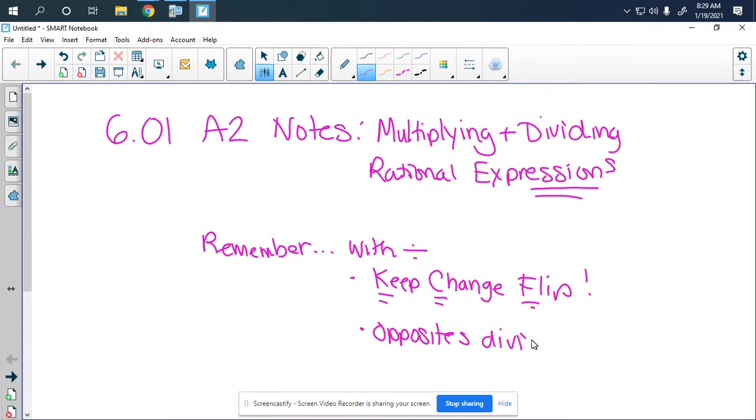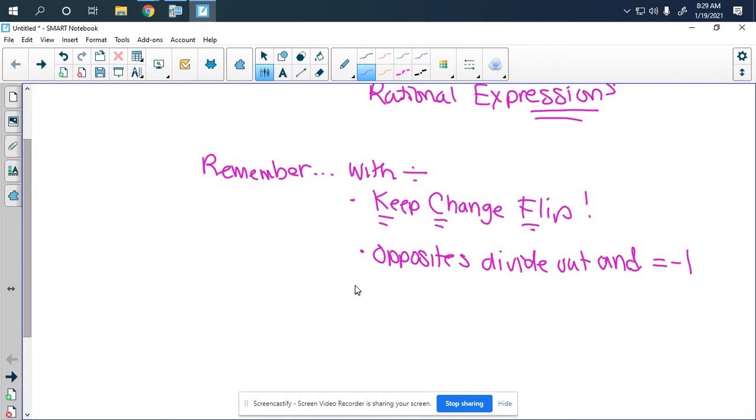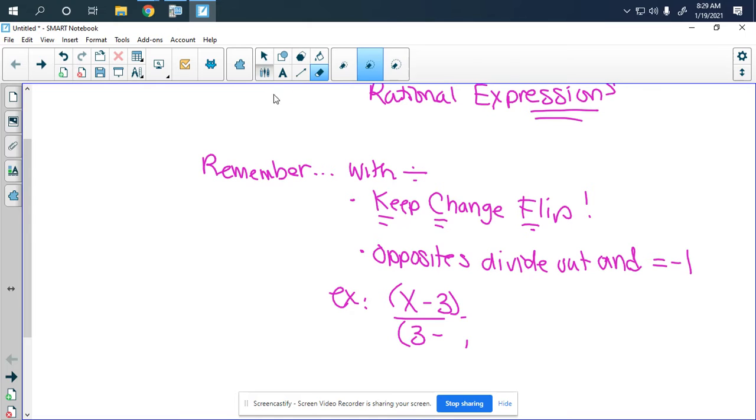And the other thing is your opposites are going to divide out and equal -1. So for example, if you had x minus 3 over 3 minus x, so 3 minus x. So if you have these two binomials, then these would cancel out to give you a -1. So you would cancel those out, and I always like to put the -1 on the top.